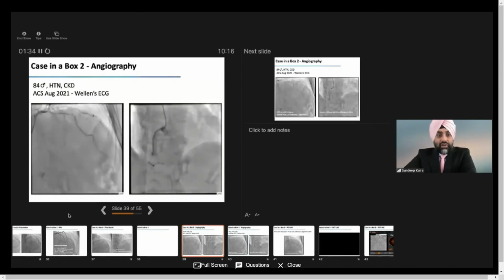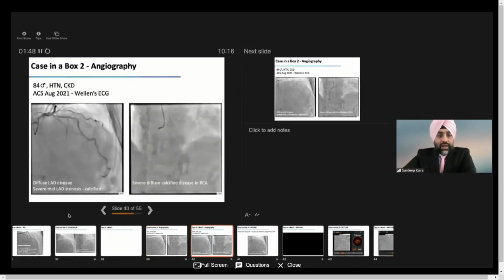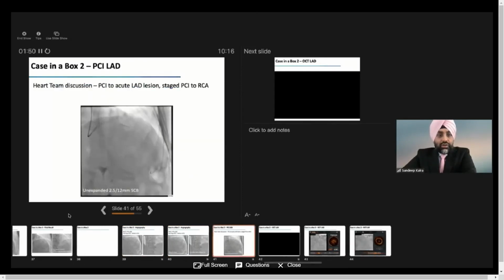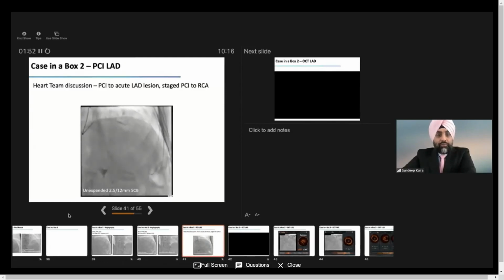We can see that there's severe diffuse calcific disease from the proximal to mid-LAD, which is considered the culprit vessel here due to the ECG changes. There's also severe diffuse calcified disease in the right coronary artery. On an initial heart team discussion whilst the patient was on the table, it was considered that he was not a suitable candidate for surgical revascularization due to his age and also his CKD.